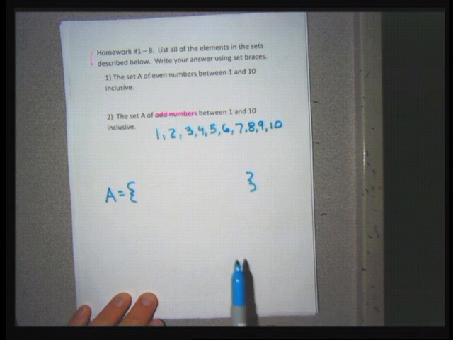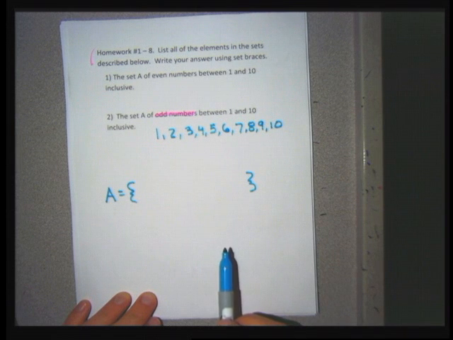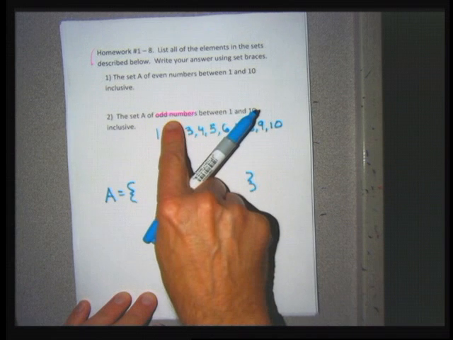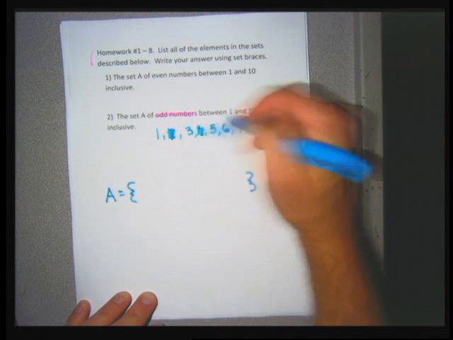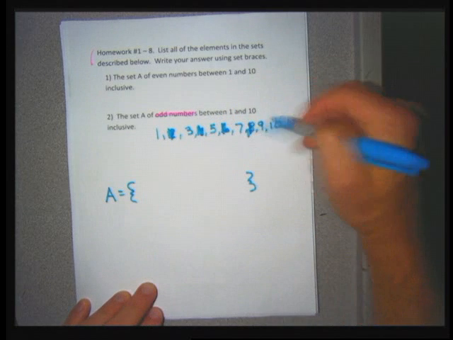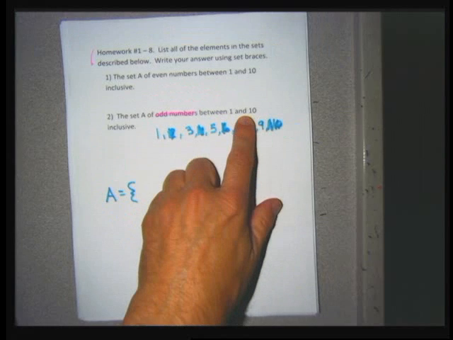And then from this list of numbers that could be potentially odd between 1 and 10, I need to remove the even ones because I'm only allowed to consider odd numbers for my sets. So I'm going to remove the 2, remove the 4, remove the 6, remove the 8, remove the 10. So those are the odd numbers between 1 and 10.